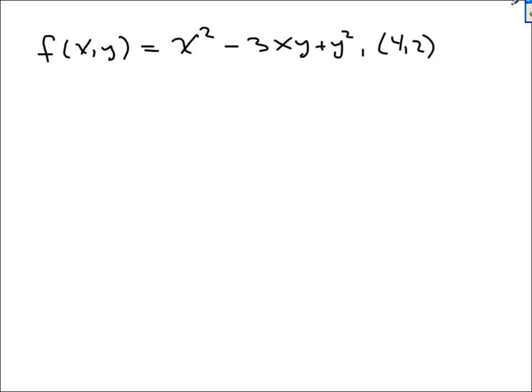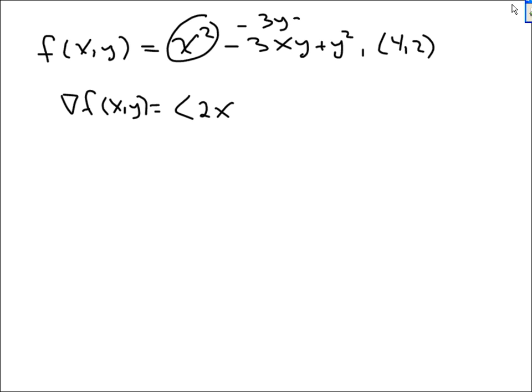Right. So, actually, just the magnitude of the gradient. So, the gradient of f of x y is, first, the partial of x. 2x minus, this is 3y times x. 3y is a constant. The derivative of a constant times x is the constant. Plus y squared, the derivative of that with respect to x is 0.